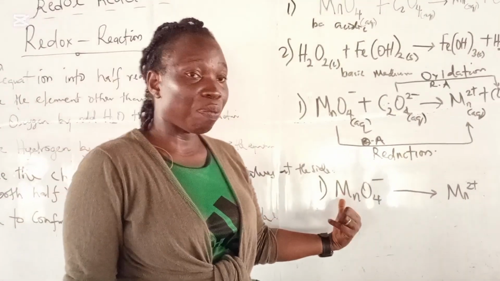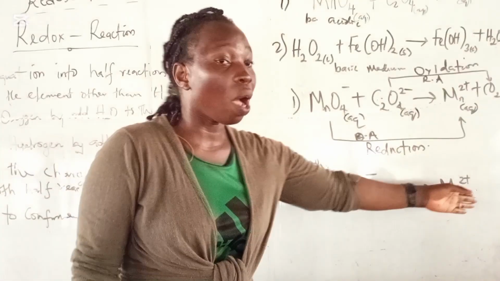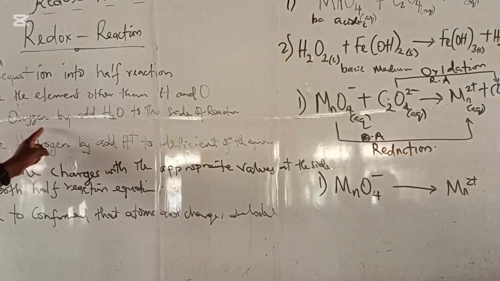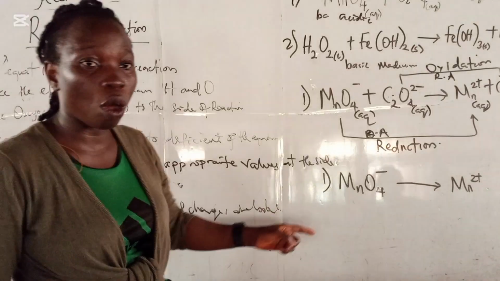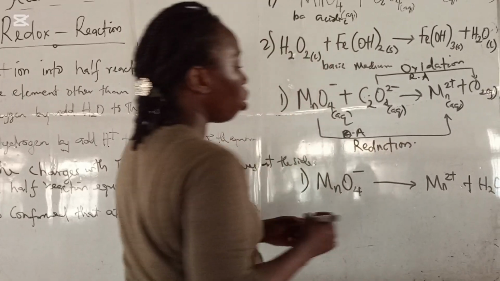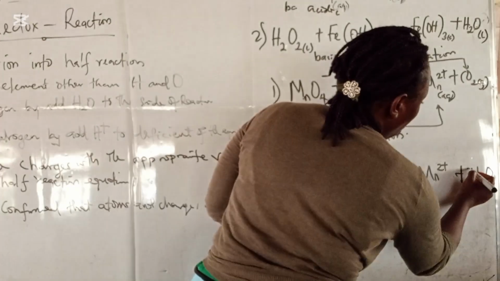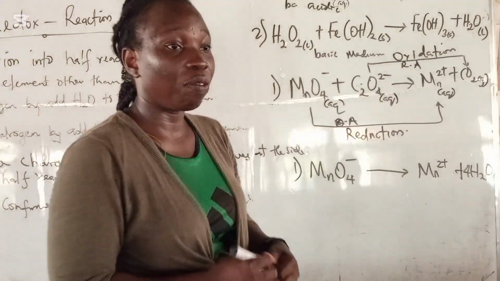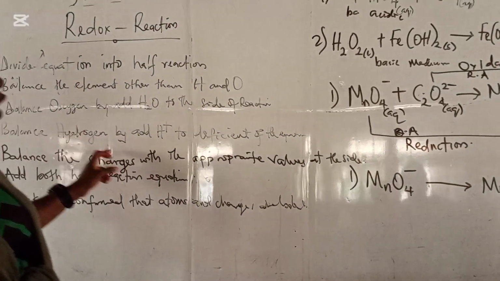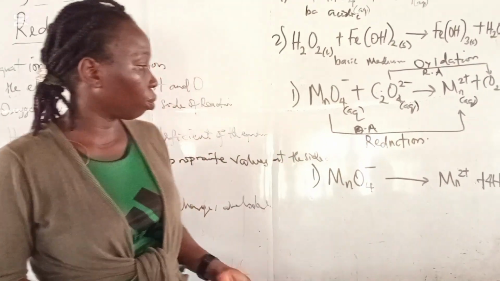Look at it. We have manganese here, 1, and we have manganese here. But here we have oxygen, but we don't have oxygen at the product. So how do we balance oxygen? We said balance oxygen by adding water to the other side of the reaction. So it means we are going to add water. Then how many atoms of oxygen are here? We have 4. So it means we will put 4 so that we can have 4 moles of what? Oxygen.